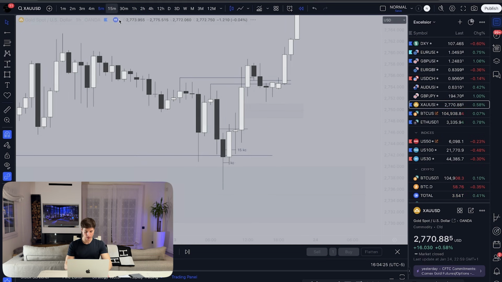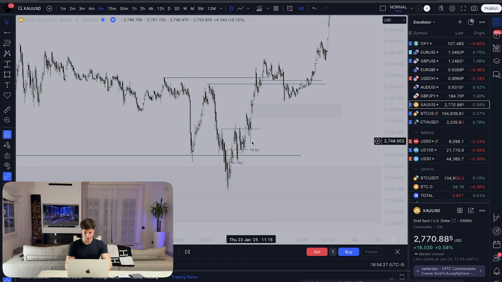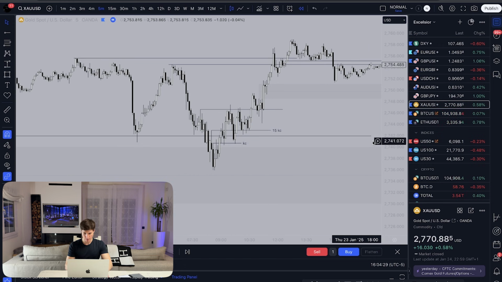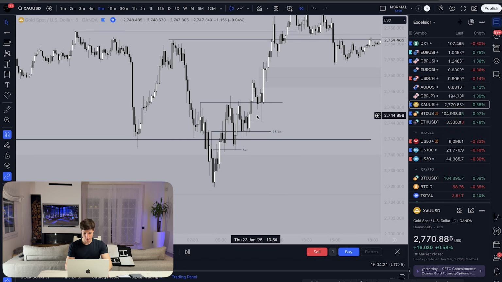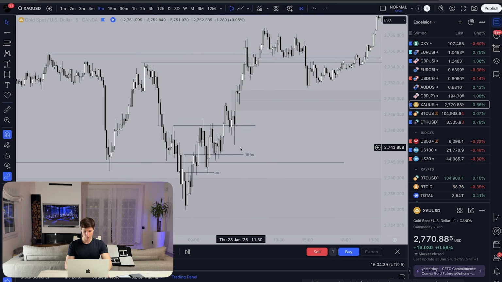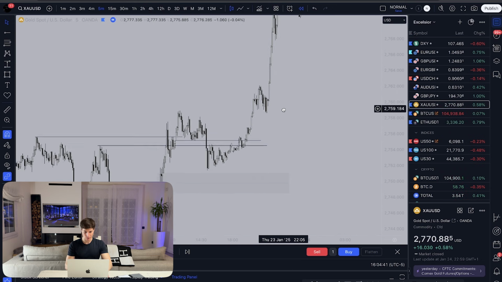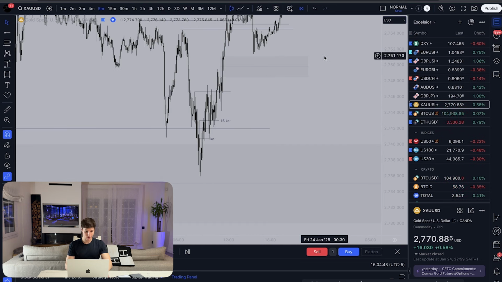And here we didn't have such a crazy reaction when Trump was speaking. It was here at 11. We just got this small retracement back into this whole range, and then we continued the expansion. Yeah, it was such a great entry.